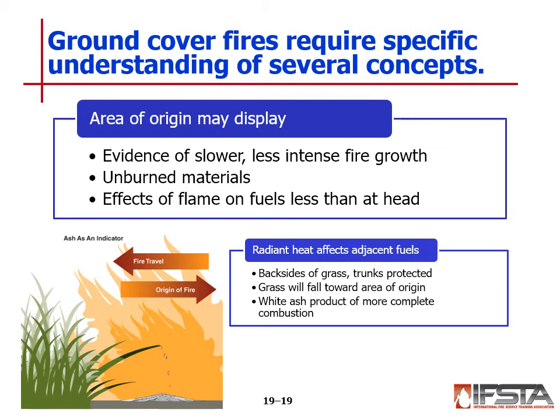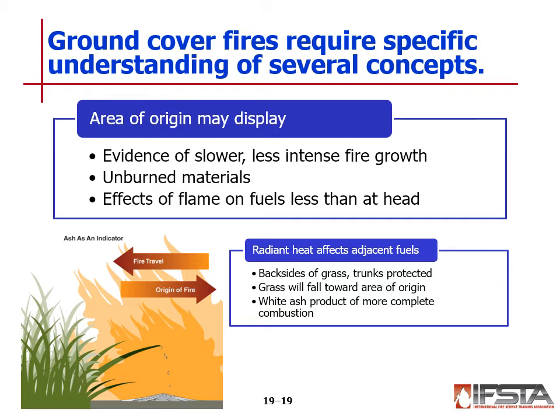All right, so the area of origin in a ground cover fire will show evidence of slower, less intense fire growth, and there may even be some unburned materials. The effects of flame or the fire itself on fuels is less than it is at the head, as I've said before, when you're looking at a point of origin in grass.